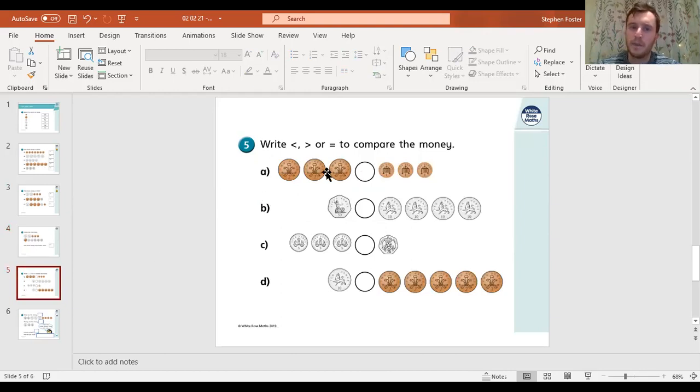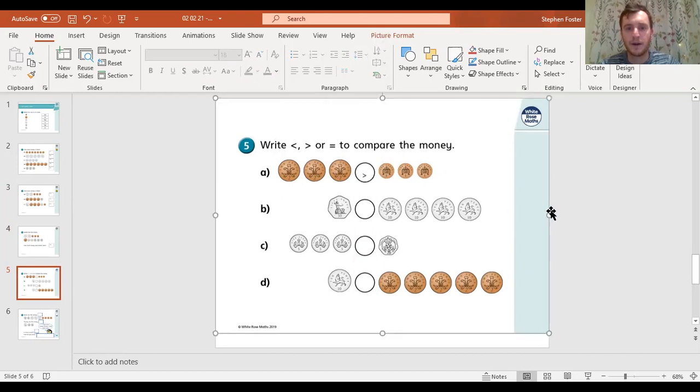Question 5, we've got to compare the total amounts with less than, greater than, and equal to. As always, pause it, have a go at jotting that down if you can, and we'll look at the answer in a moment. So let's look at those answers. 2 plus 2 plus 2 is equal to 6, whereas 1 plus 1 plus 1 is only equal to 3. And I know that 6 pence is greater than 3 pence. So my symbol is going that way.